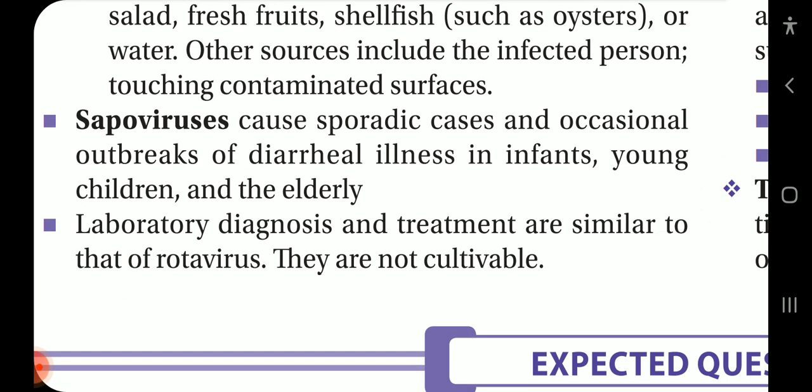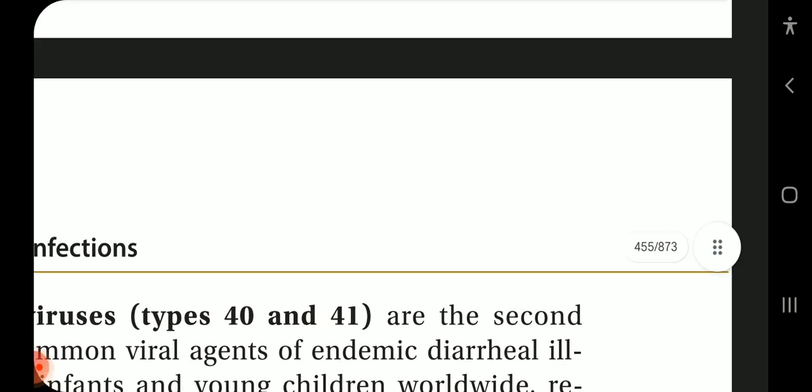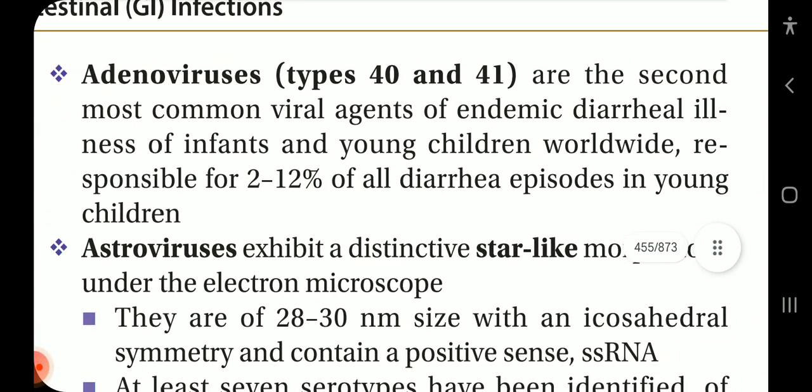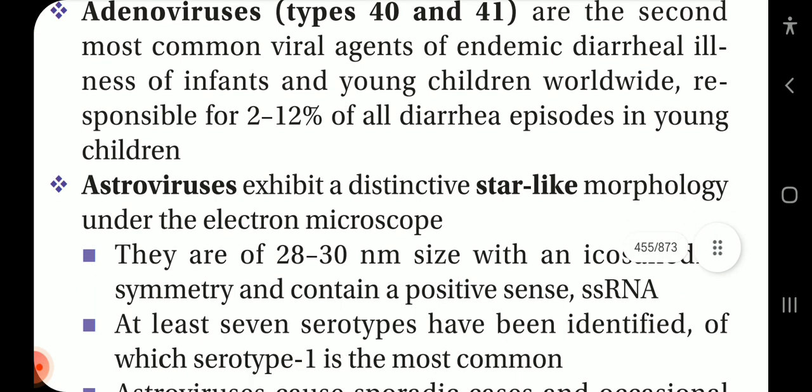Sapovirus causes sporadic cases and occasional outbreaks of diarrheal illness in infants, young children and the elderly. Laboratory diagnosis and treatment are similar to that of rotavirus. They are not cultivable. Adenovirus types 40 and 41 are the second most common viral agents of endemic diarrheal illness of infants and young children worldwide, responsible for 2 to 12% of all diarrhea episodes in young children.